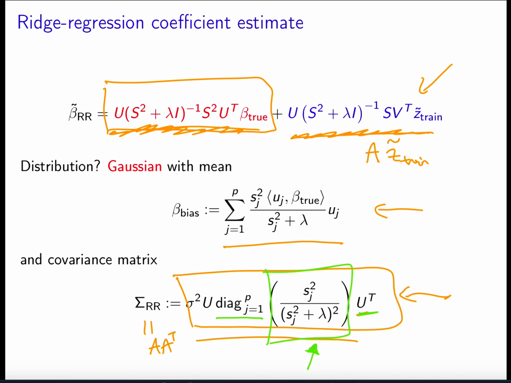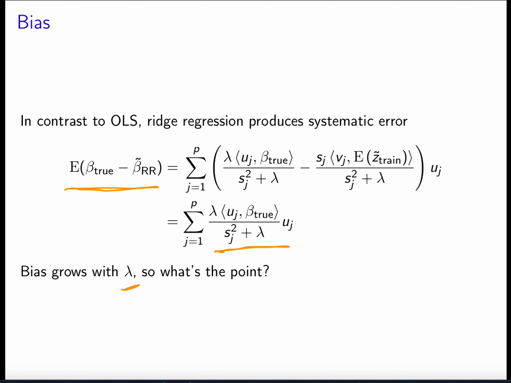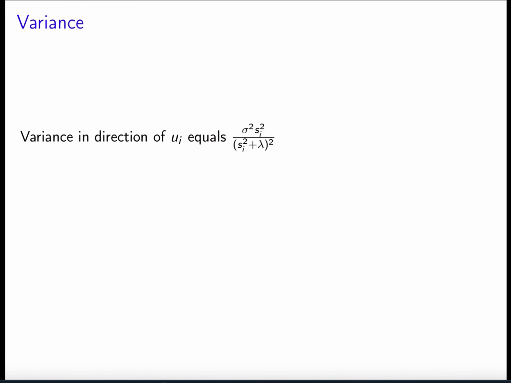So this is basically telling you that your variance in every direction, in the direction of the jth left singular vector of the covariance matrix, is equal to sj squared over sj squared plus lambda squared. Okay. So let's go back. It's telling us that this is the variance in each of those directions. Now that variance, as you can see, decreases with lambda.